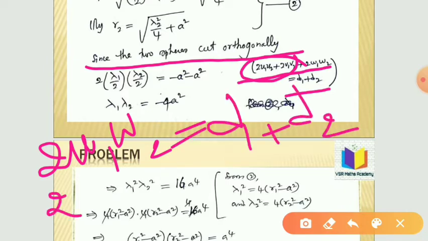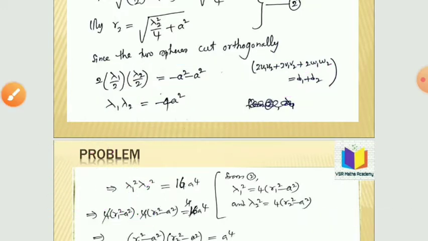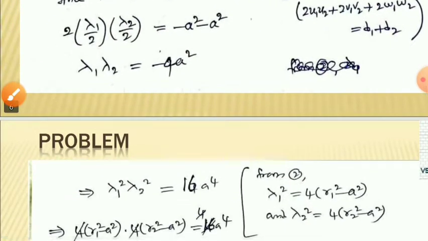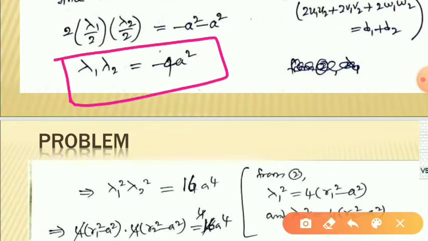Therefore 2 into λ1/2 (w1 = λ1/2) into w2 = λ2/2. d1 + d2 = −a² plus −a², which is −2a². Therefore you can get like this. On simplification you will get λ1λ2, the 2 will be cancelled with this, and finally you will get λ1λ2 = −4a².